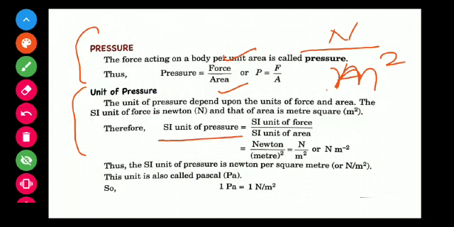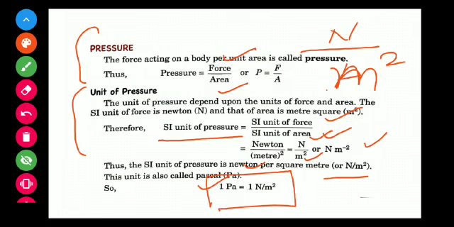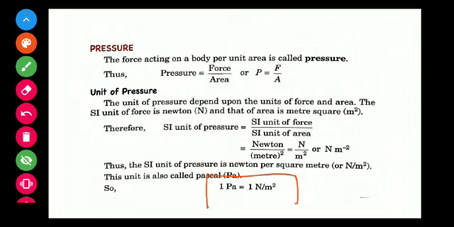SI unit of pressure is SI unit of force divided by SI unit of area. SI unit of force is Newton and SI unit of area is meter square. Therefore, unit of pressure is Newton per meter square, and Newton per meter square is also known as Pascal, Pa. 1 Pascal is equal to 1 Newton per meter square. This is your important relation. So, this is your pressure.